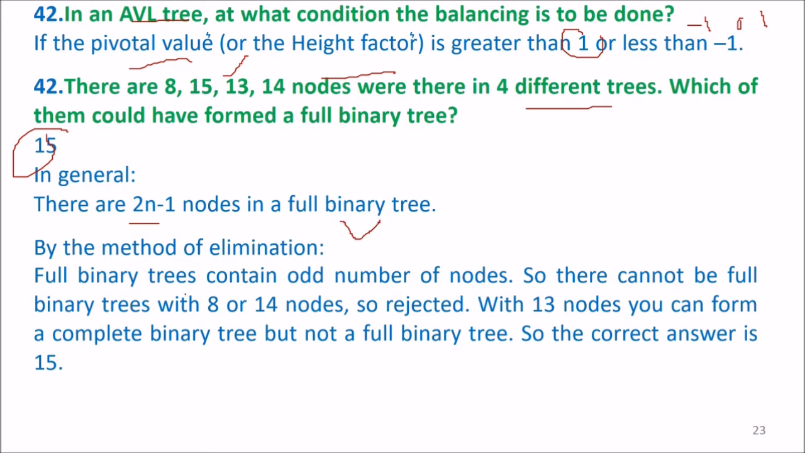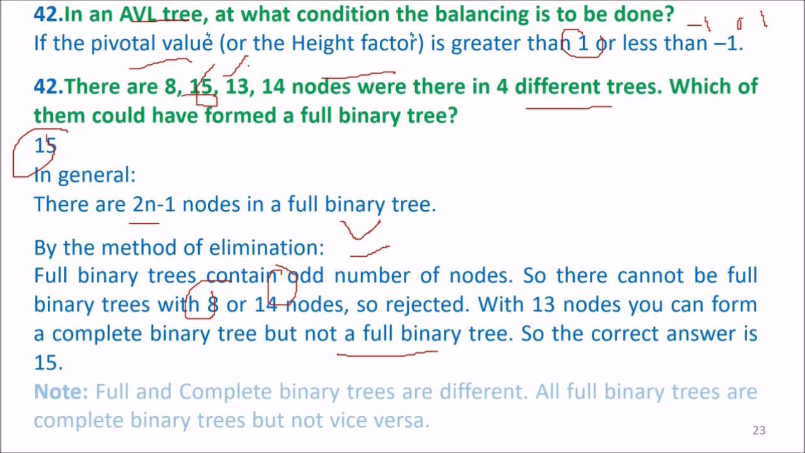So by the method of elimination, a full binary tree contains an odd number of nodes. So there cannot be full binary trees with 8 and 14. Okay, it should contain an odd number of nodes, so rejected. With 30 nodes you can form a complete binary tree, but it will not be a full binary tree. So the answer will be 15. Full and complete binary trees are different. All full binary trees are complete binary trees, but this is not true the other way around.